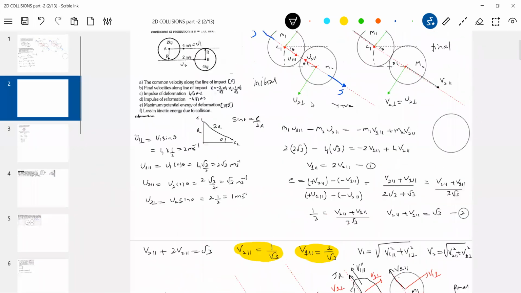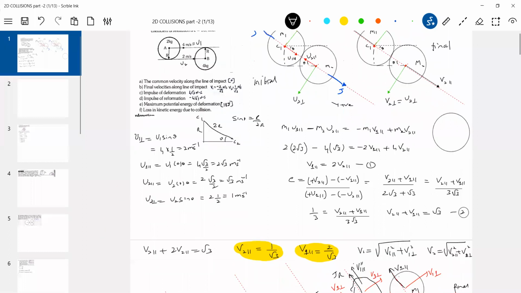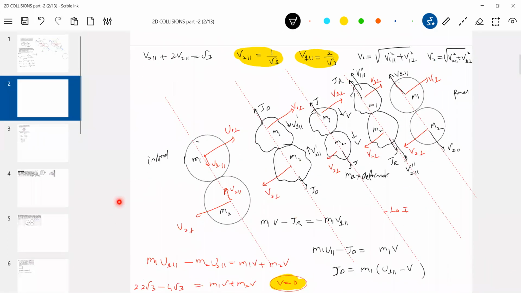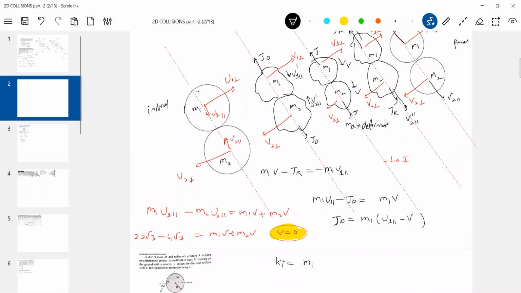After this, impulse of deformation, impulse of reformation. Maximum potential of deformation. How to calculate this? The initial kinetic energy here, that should be equal to the difference in kinetic energy at the initial and at the maximum deformation. The difference of that will be converted into maximum deformation energy. So I'll write it, initial kinetic energy is equal to, now what to do here, which energy you are going to take. What about U1 perpendicular? Will that also be included, because they remain constant, no?